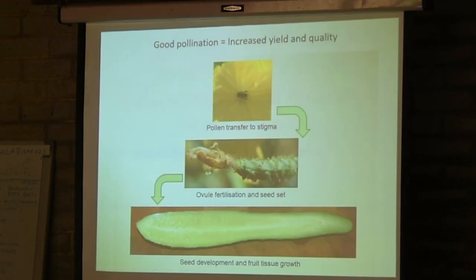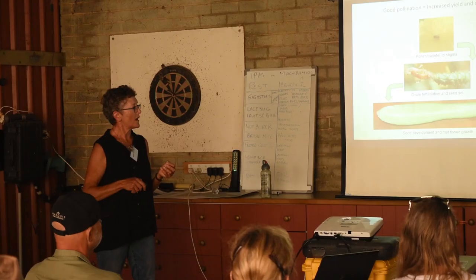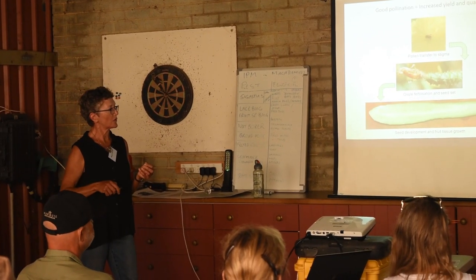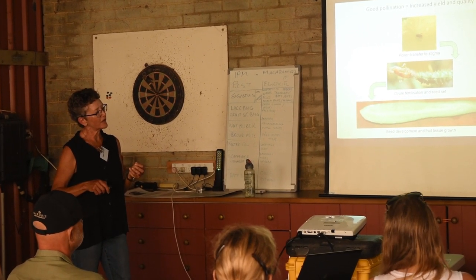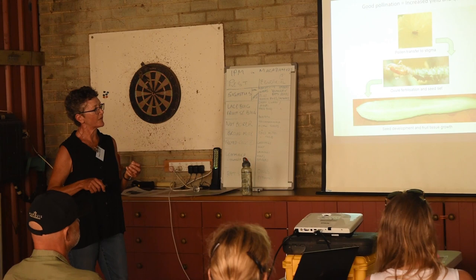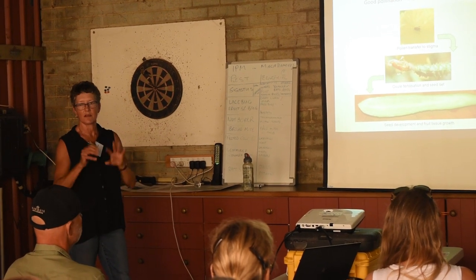So that's pollination. Here we have a stingless bee on a cucumber. Once it's pollinated, then the ovules start to develop into seeds. And when there's good seed development, you'll get good fruit tissue growth. These seeds weren't overly well developed, so it's a little bit dodgy.